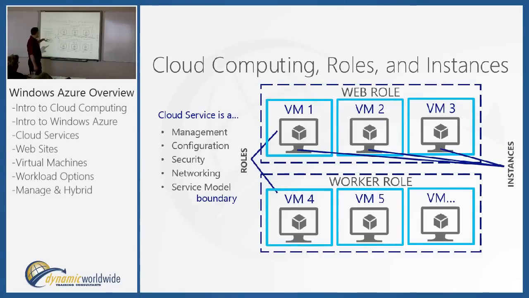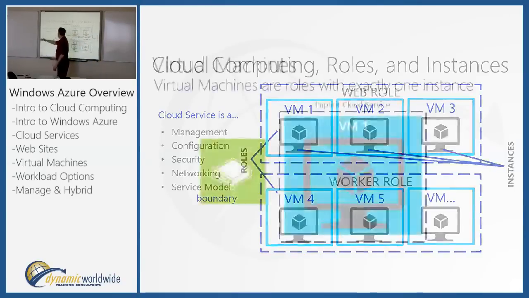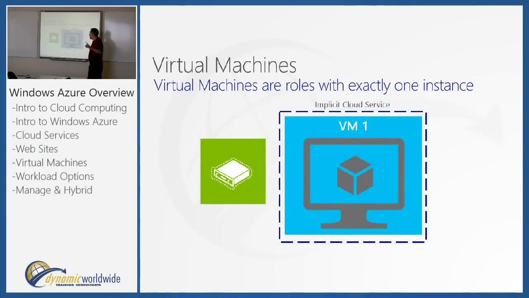The cloud service is management, configuration, security, networking, the entire element supported and managed by the folks in the cloud for us. Now, you can add instances, and that's one of the things we're going to see here. Virtual machines are actually roles with exactly one instance associated with them as an implicit cloud service. Okay? Again, this isn't one that I've gone out of my way to create. If I'm dealing with a particular role and I want to upload my application to that role, Microsoft is handling that, and that is considered an instance.